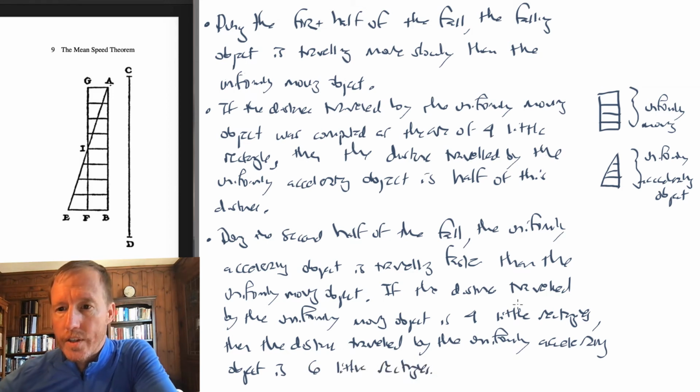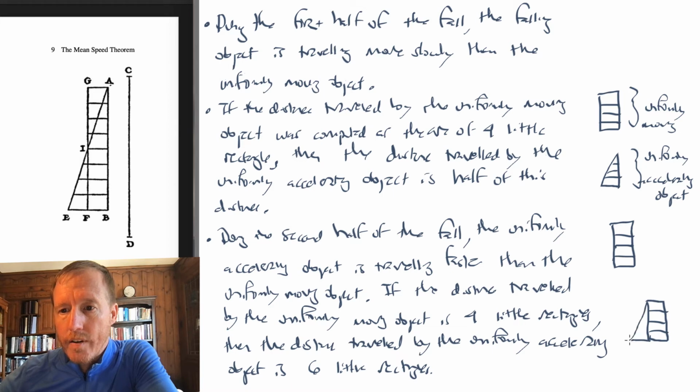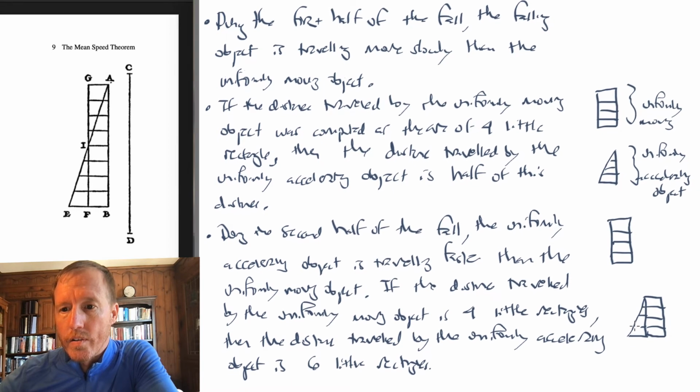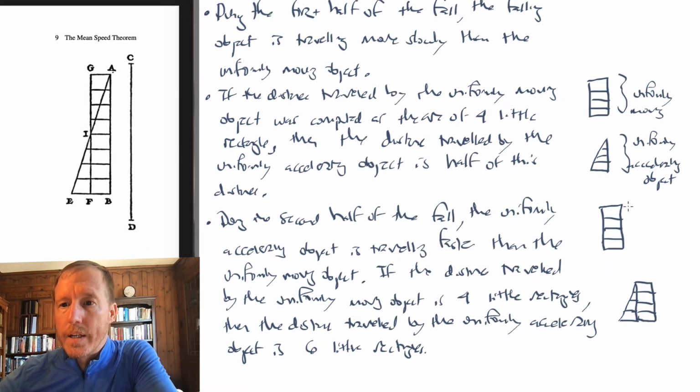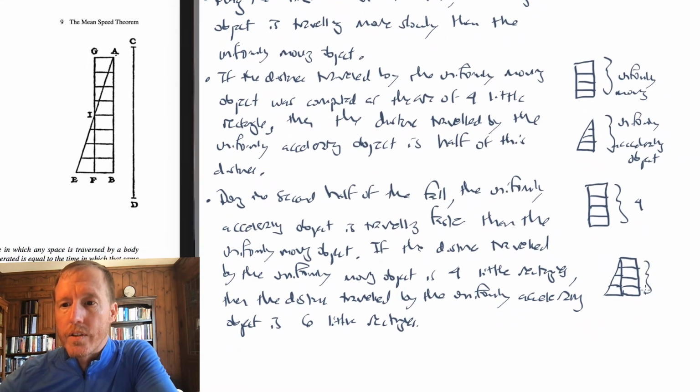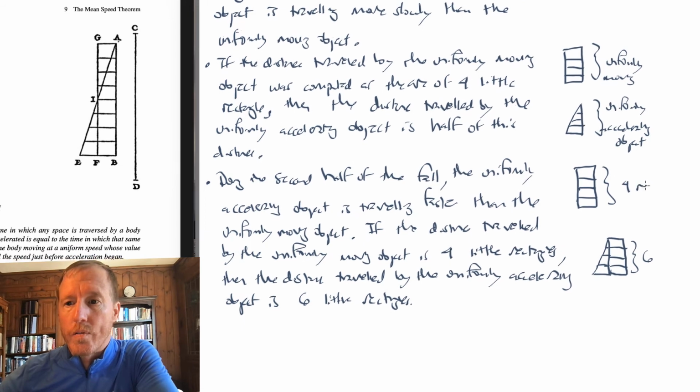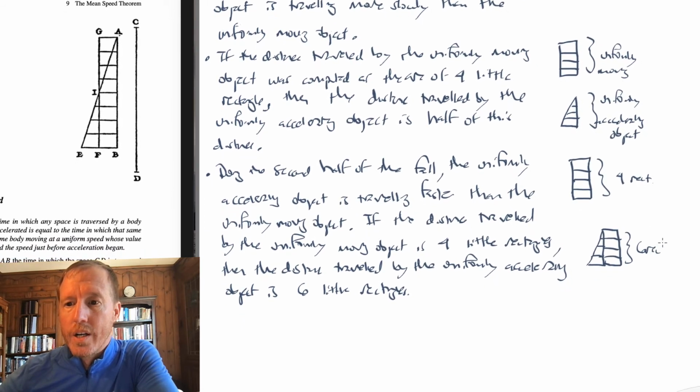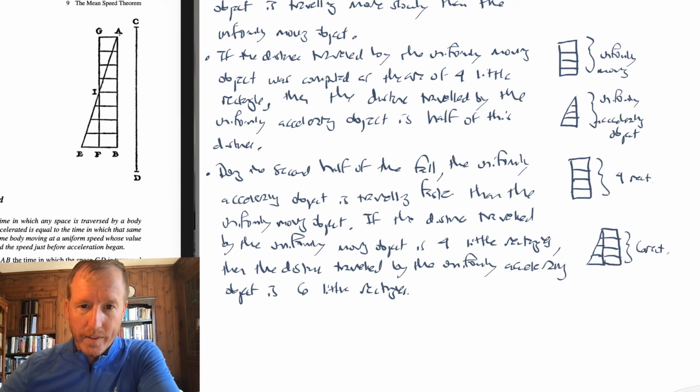Right? So if I draw this once again over here, during the second half of the fall, the distance traveled by the uniformly moving object is once again 4 rectangles, but the distance traveled by the uniformly accelerating object is once again those 4, but then plus half of another 4 rectangles. So that would be a distance of 4, and that would be a distance of 6, right? 6 rectangles, 4 rectangles, and this would be 6 rectangles. You know, we're measuring distance in rectangles because it's a distance, it's a speed times a time.